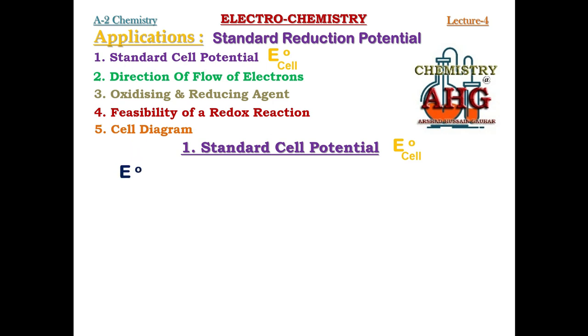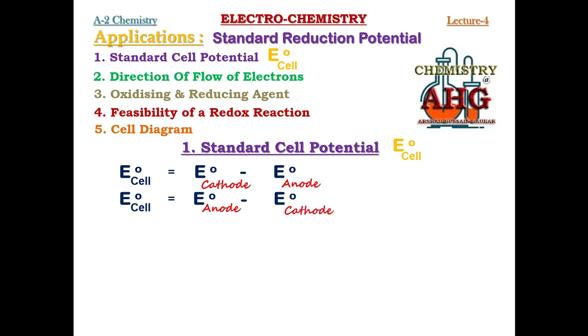One formula you can remember: standard cell potential is equal to standard reduction potential of cathode minus standard reduction potential of anode. The other formula is just the reverse of the previous one: standard cell potential is equal to standard reduction potential of anode minus standard reduction potential of cathode. So these are the two formulas we can use to calculate standard cell potential for a cell. Now which formula is for which type of cell?